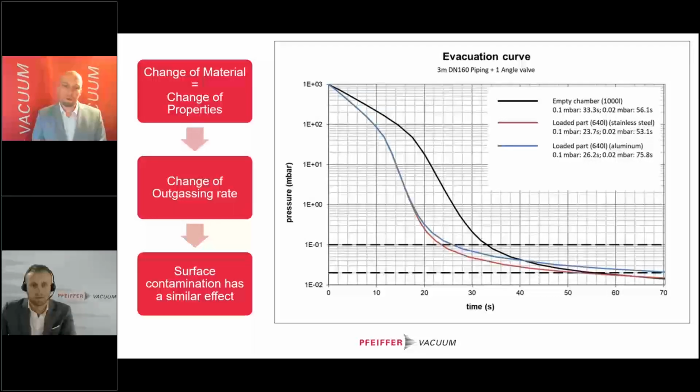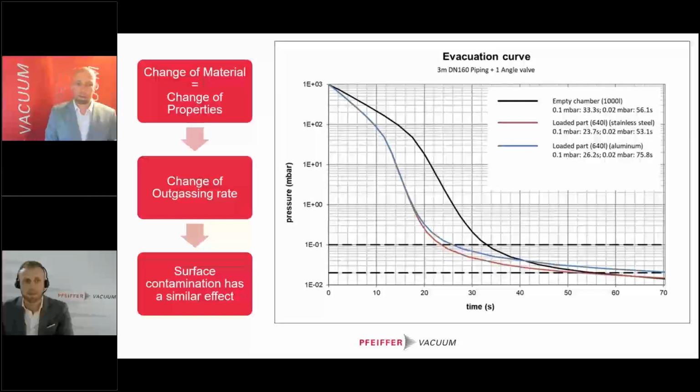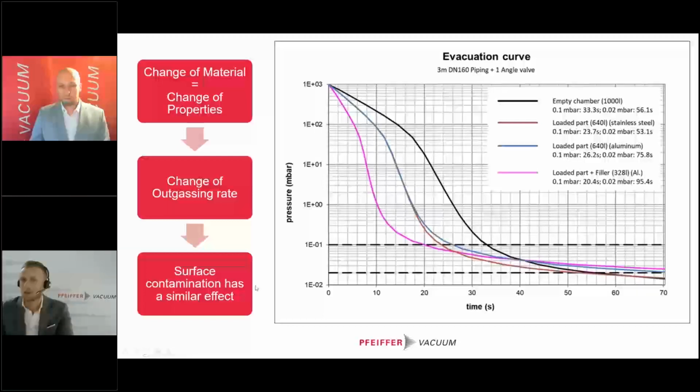And this is also not so straightforward. When you say we have oil remainings on your part, it totally differs if you have just one droplet of oil at one particular position, or if your whole surface is covered, because this all influences the total outgassing rate of your system.